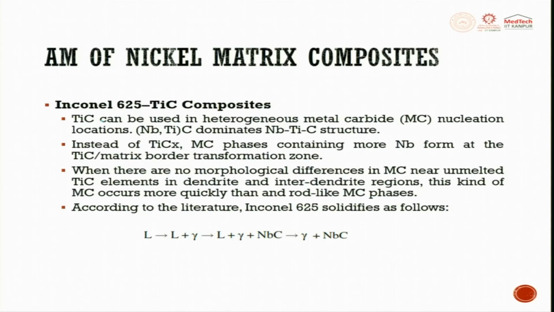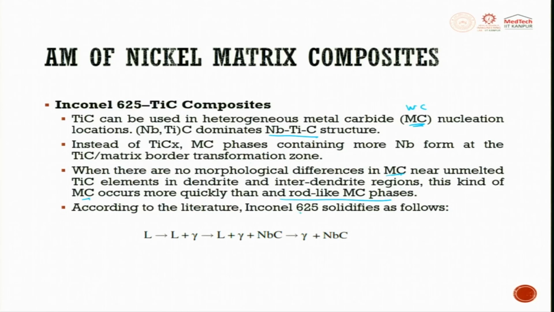When we look at the entire thing, TiC can be used as a heterogeneous nucleation location for metal carbide MC, which can be WC, TiC, TaC, SiC. NbC dominates the structure. Instead, a TiC-X MC phase containing more niobium forms at the TiC matrix border transformation zone. When there is no morphological difference in metal carbide, nearly unmelted TiC elements in dendrite and interdendritic regions, this kind of MC occurs more quickly than the rod-like structure.